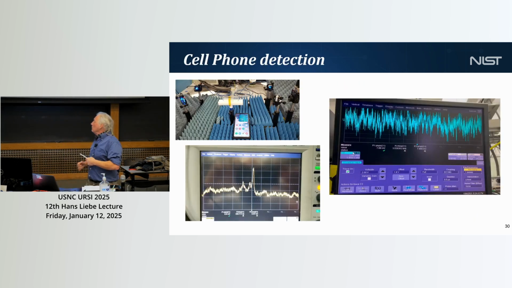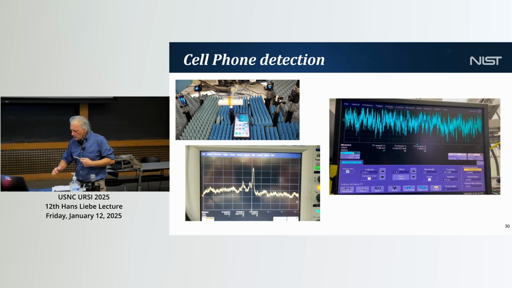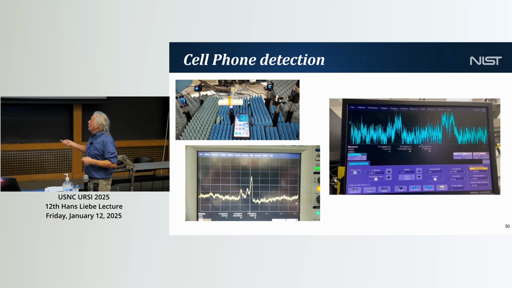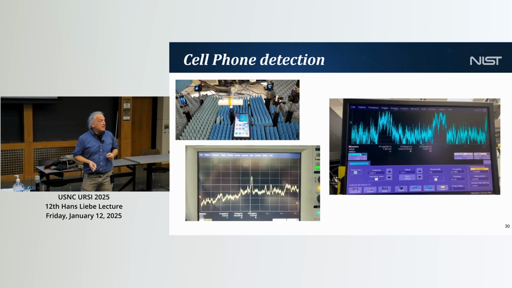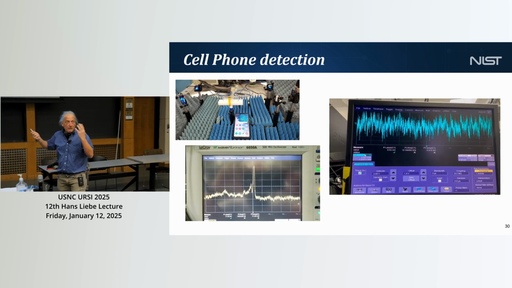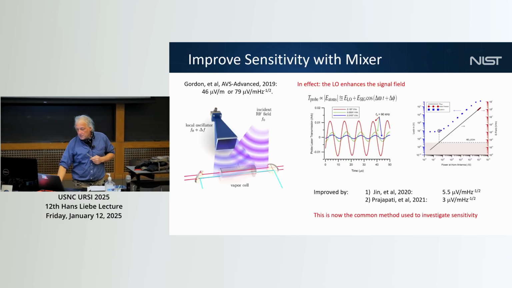This is just a cute little example where, if it's going to work, we can just put a cell phone right up to these sensors and pick up the signal. What you're seeing here is the output of the photodetector. So I can pick up the signal right off the photodetector.